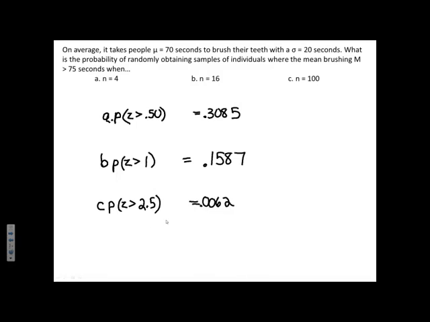So in other words, it's much less likely to sample 100 people whose toothbrushing time exceeds 75 than it is to sample 16 or 4 individuals with that same speed or higher. Again, because that large sample results in a low standard error, there's a low chance of obtaining a sample that doesn't represent the population just due to chance.